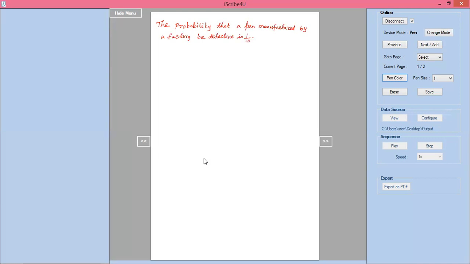1 by 10. If 12 such pens are manufactured, what is the probability that first, exactly 2 are defective, second, at least 2 are defective, third, none of them is defective.